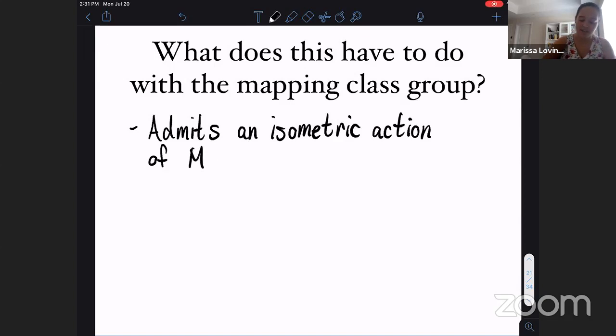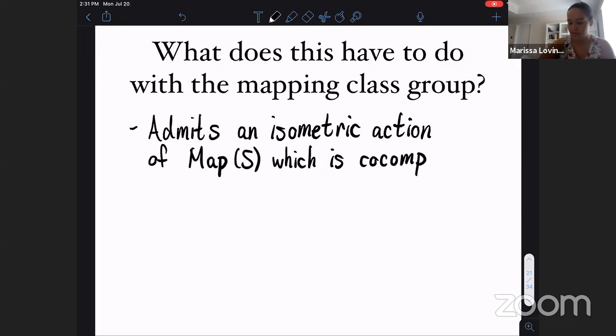of the mapping class group. Usually I write Mod, but I'm trying to use Map since I talk about infinite type surfaces now. So sometimes I slip. Map of S. And this action is also co-compact, which just means that the quotient of this action is compact. Awesome. So this has something to do with the mapping class group, at least because we know that there's a fairly nice action of the mapping class group on this complex.